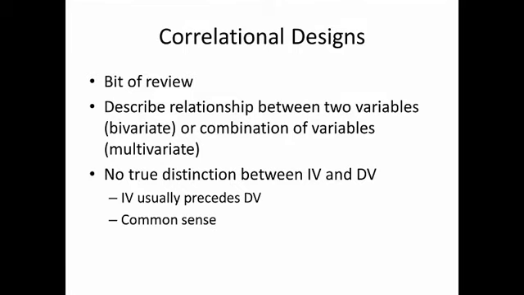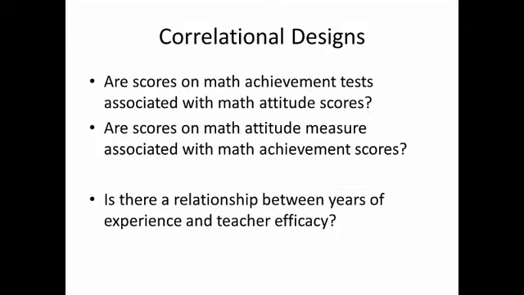Now, the correlational designs were described in the lecture under descriptive statistics. So I'm going to do a quick bit of review. Remember that correlational designs are used to describe a relationship between two variables. That we call bivariate, or a combination of variables, and then it's multivariate. There's really no true distinction between the independent variable and the dependent variable in a correlational design. Usually the IV precedes the DV or predicts it, and there's a lot of common sense involved in that.